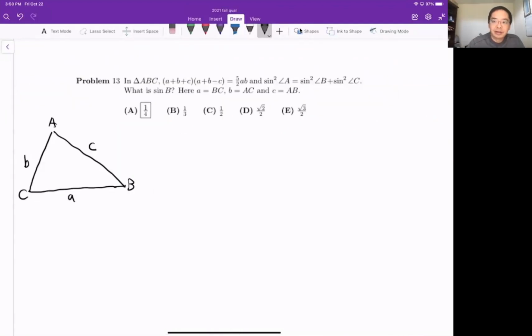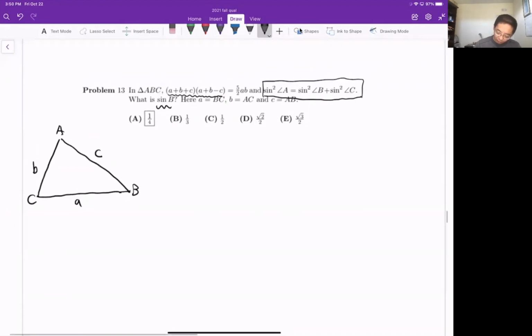Question number 13. Here again, we have a triangle ABC, and we know the relation between side lengths. It's given by an algebraic relation, (a + b + c)(a + b − c) equals 5/2 ab. Besides, we have a relation between the sine values, sine squared A equals sine squared B plus sine squared C. The question is, what is sine B? When we look at things like this, we should think of the law of sines, because this tells us the relation between the side lengths.